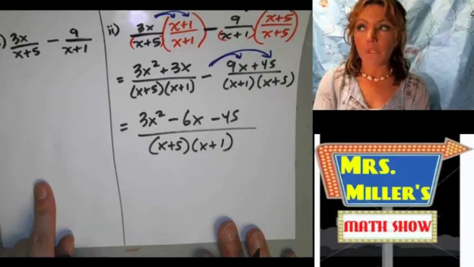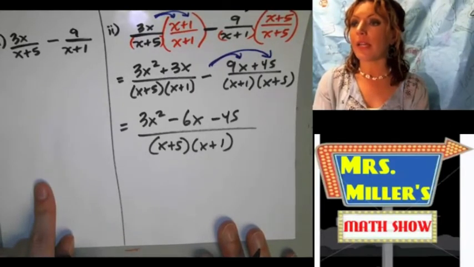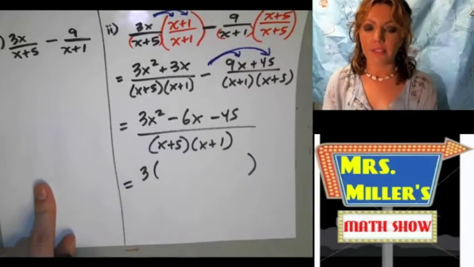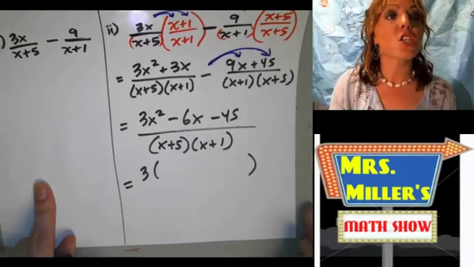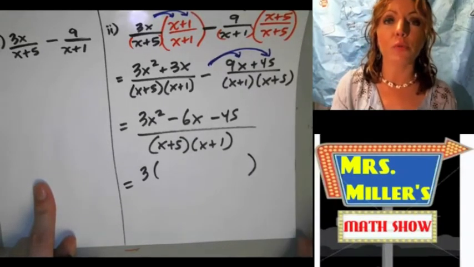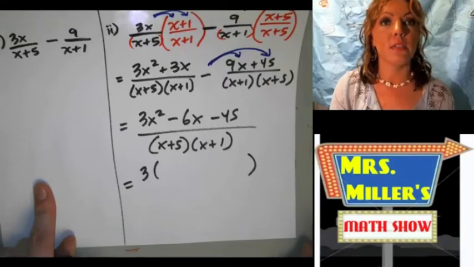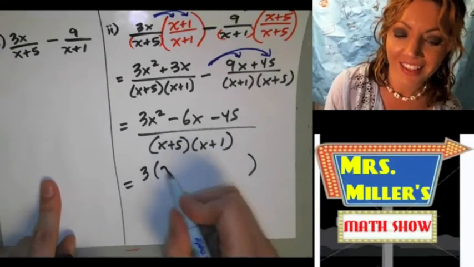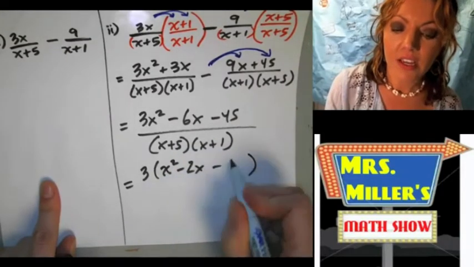We take 3x squared, negative 6x, negative 45. Tyler. We can factor out a 3. Everybody give it up for Tyler. Yes, you can factor out a 3. When we factor out a 3, what are we left with inside of the parentheses? Aiden, go ahead. X squared minus 2x minus 15. Cool, everybody give it up for Aiden.